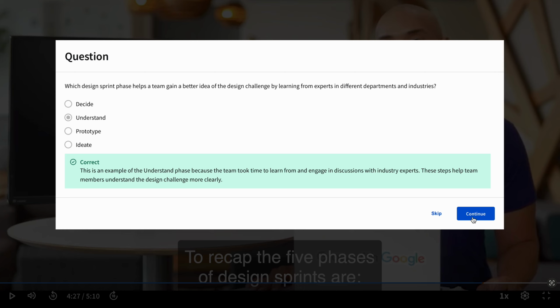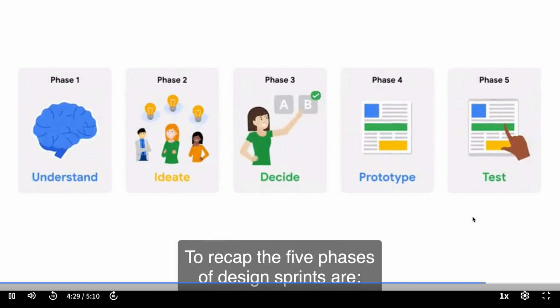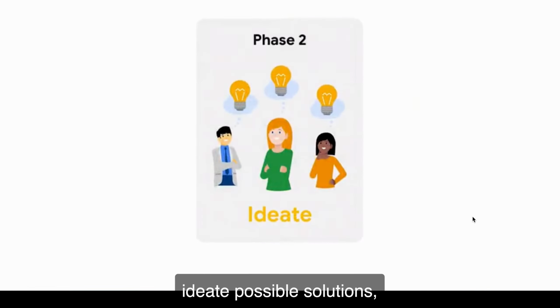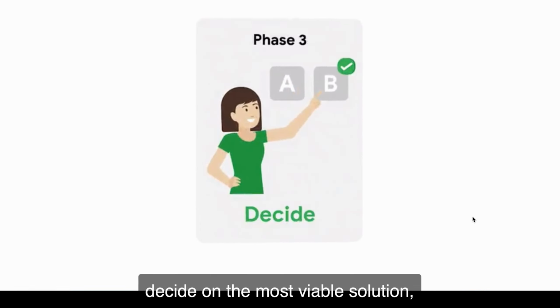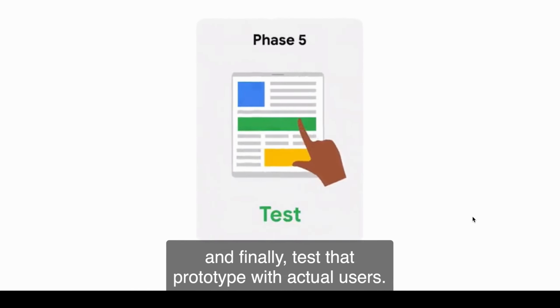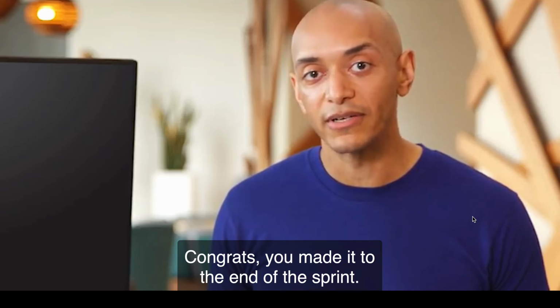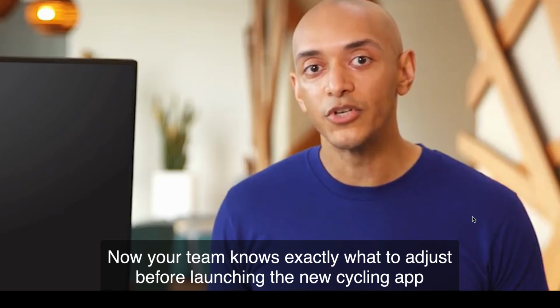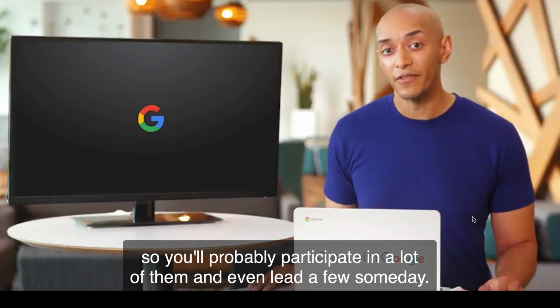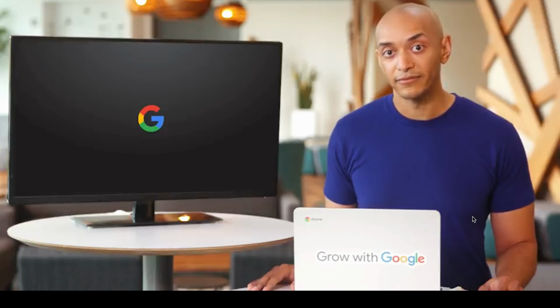The 5 phases of design sprints are: understand the scope of the design challenge, ideate possible solutions, decide on the most viable solution, create a workable prototype, and finally, test that prototype with actual users. Congrats! You made it to the end of the sprint. Now your team knows exactly what to adjust before launching the new cycling app feature. Promotions for all! Design sprints are a big part of the UX design world, so you'll probably participate in a lot of them, and even lead a few someday.